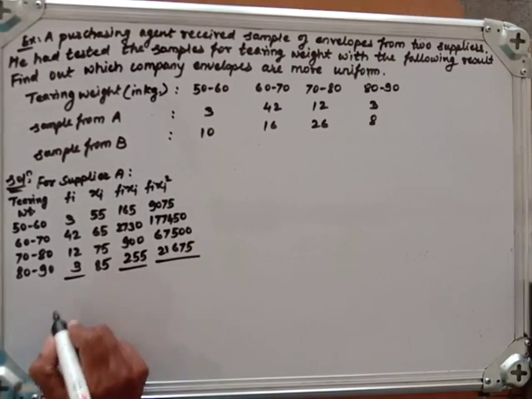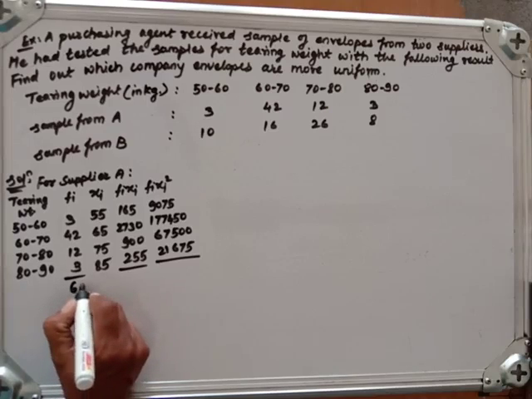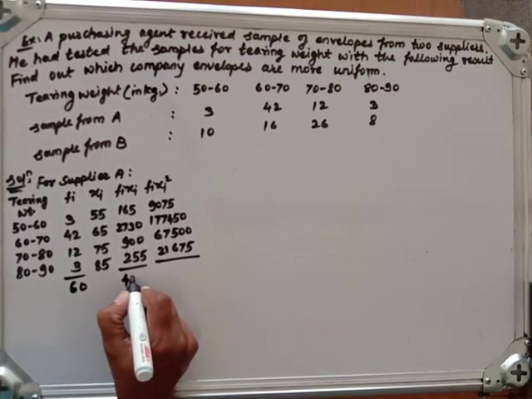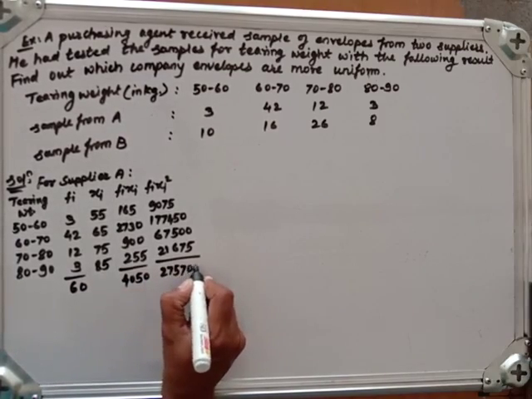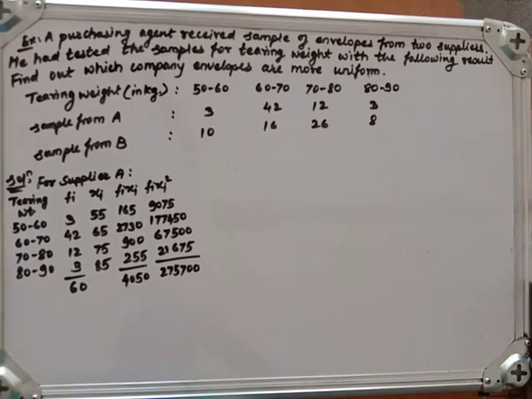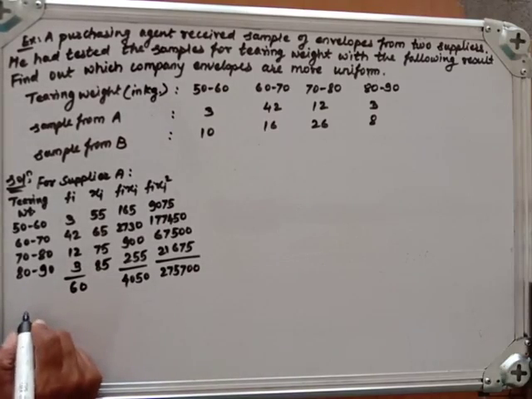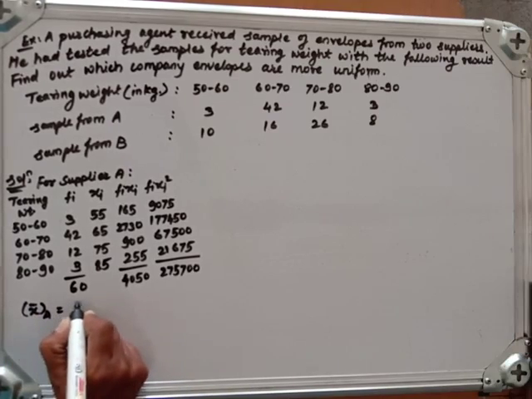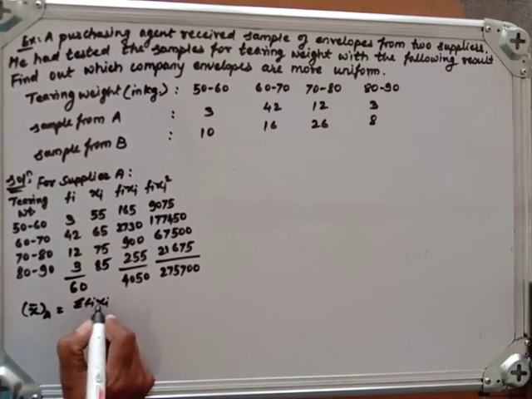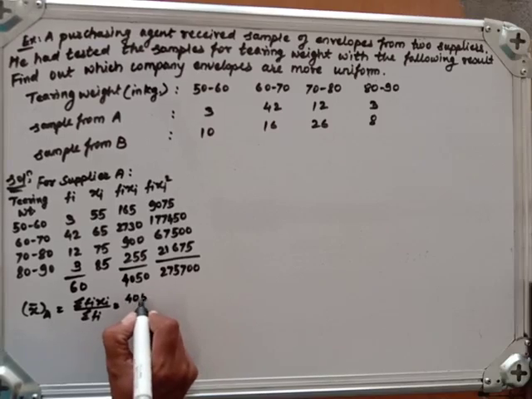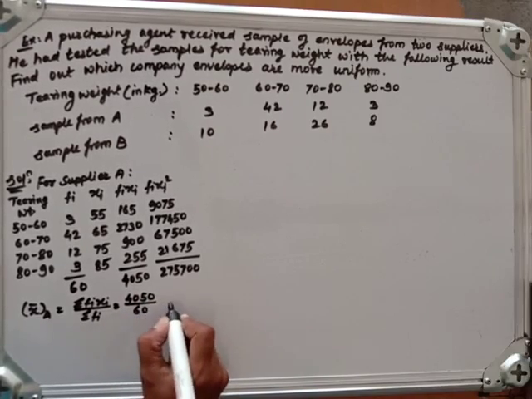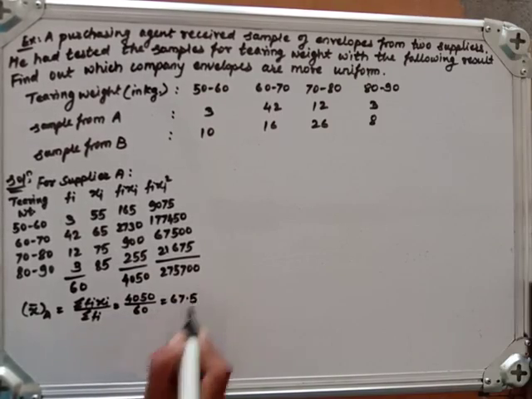We need this much. So this sum will be 60. This sum is 4,050. This is 2,75,700. So now let us determine the CV for this supplier A. For that we need first X bar. So let me write X bar for A. It is summation FI XI upon summation FI. So it will be 4,050 upon 60. So it is 67.5.